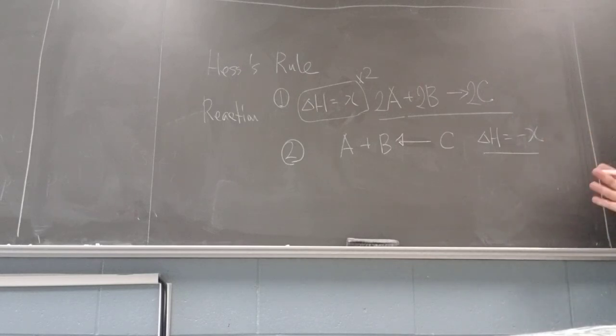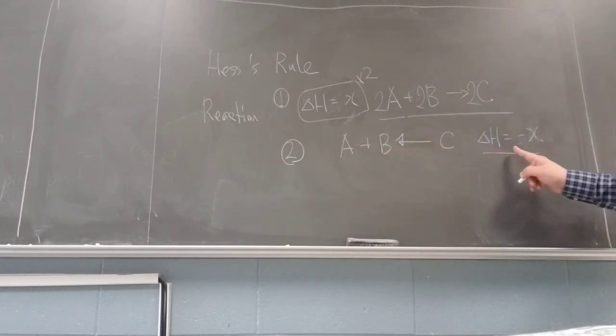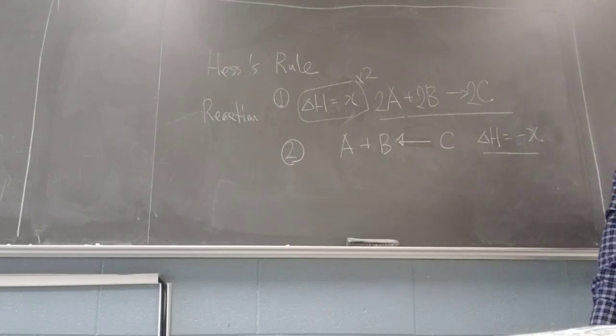Okay, whatever the number was previously, if you change the direction to a reverse reaction, you're going to multiply that number by -1. Okay, so that's the second rule.